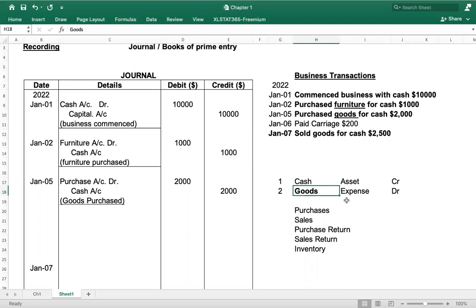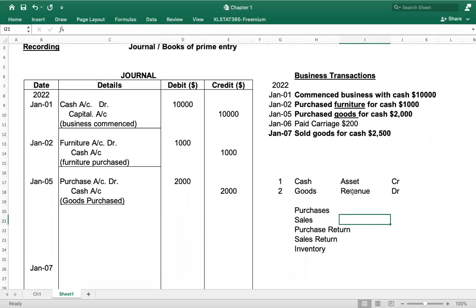Good. Now tell me, goods are what? Assets. No, goods are expense, right? Oh, sorry. Goods are expense. But right now what you are doing? You are selling goods, right? So it will be treated as? Revenue.